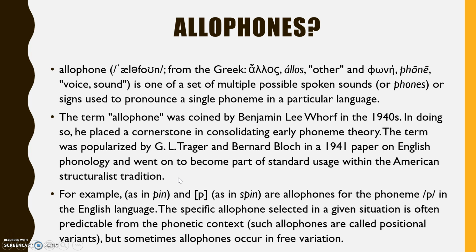The term was popularized by G.L. Trager and Bernard Bloch in a 1941 paper on English phonology and went on to become part of standard usage within the American structuralist tradition. For example, [pʰ] as in pin and [p] as in spin are allophones for the phoneme /p/ in the English language. The specific allophone selected in a given situation is often predictable from the phonetic context. Such allophones are called positional variants, but sometimes allophones occur in free variation.